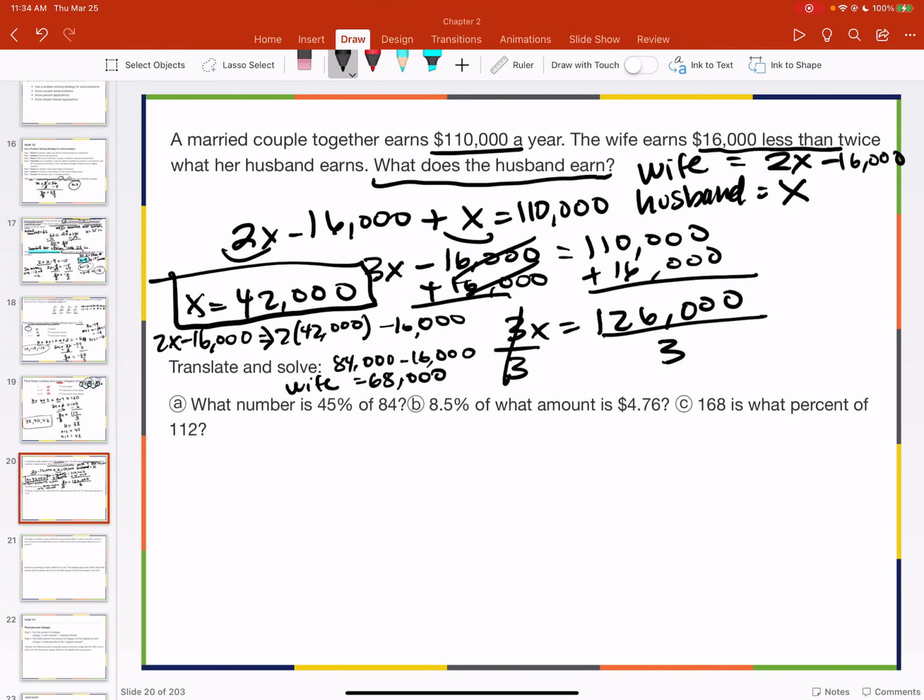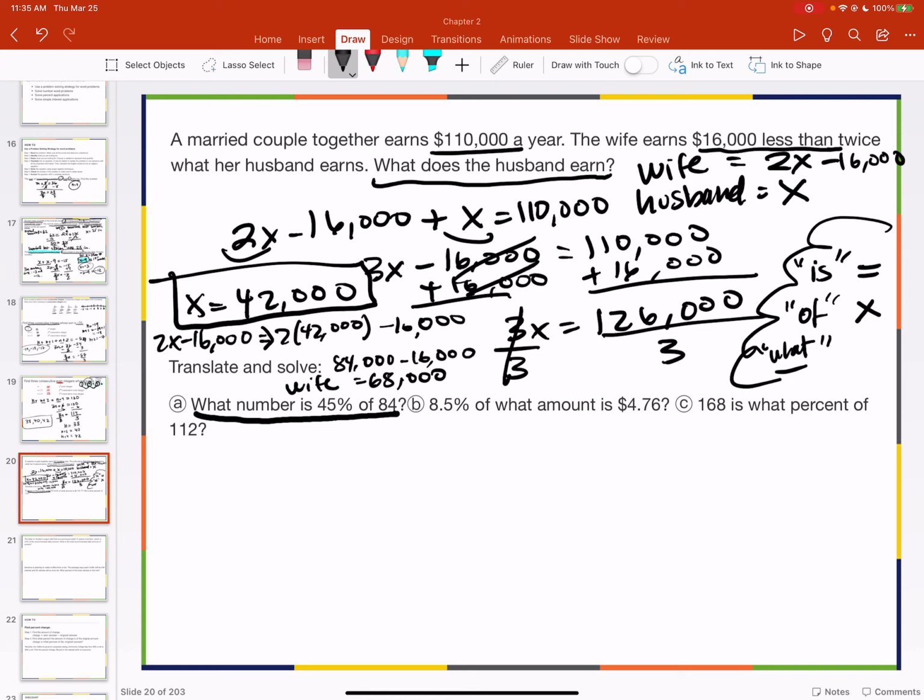So this question says, what number is 45% of 84? Some super fun tips: when you see the word "is," that means if you're doing direct translation, you write an equal sign. The word "of" directly translates to multiplication. And if it says what number or what percent or whatever, that's going to be your variable. This X right here doesn't mean X, it means times. So I'll just put a dot to indicate times.